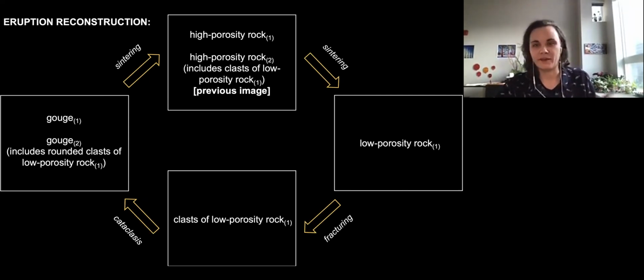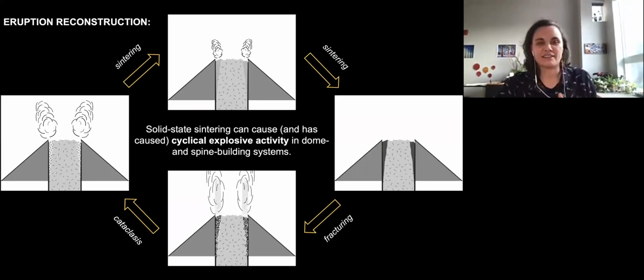If I overlay my cartoons on here, what we're seeing from these natural materials is evidence that solid state sintering not only can, but has caused cyclical explosive activity in this particular dome and spine building system. And I think this extends to other dome and spine building systems around the world.